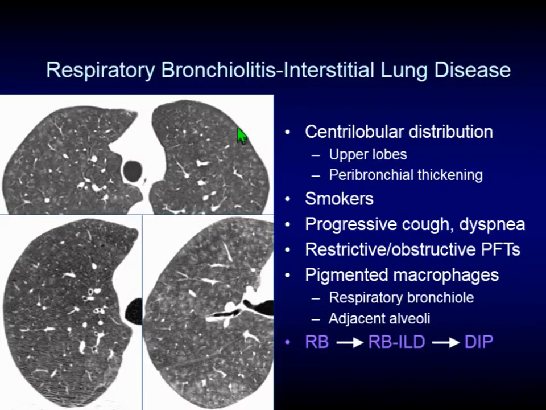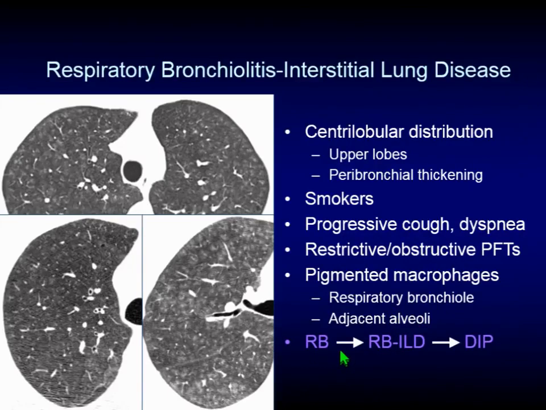With regards to respiratory bronchiolitis interstitial lung disease, this also has a very similar, if not almost identical, centrilobular pattern favoring the upper lobes. There may also be some airway thickening. This is seen exclusively in smokers. Basically, it's a smoker who becomes symptomatic with shortness of breath and cough, with maybe a mixture of PFTs. This disease is basically an overproliferation and infiltration of the parenchyma and around the airways with pigmented macrophages, or the alveolar macrophage.